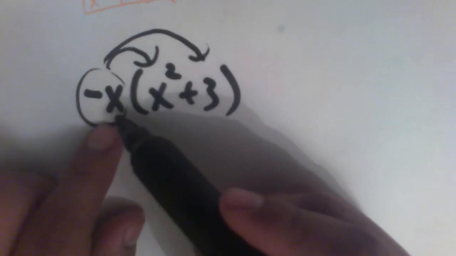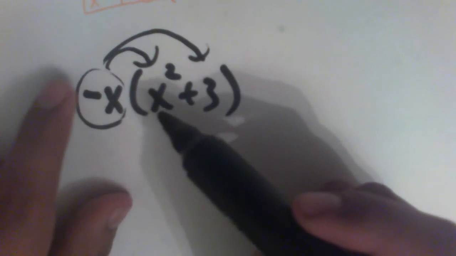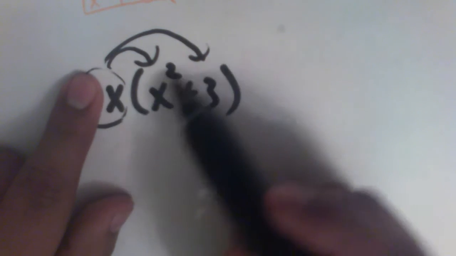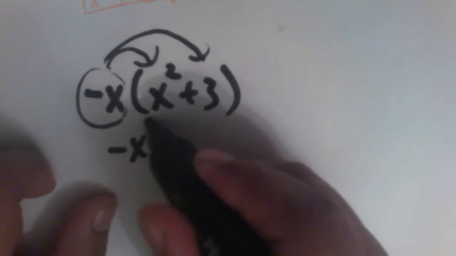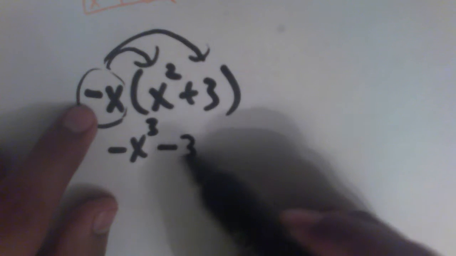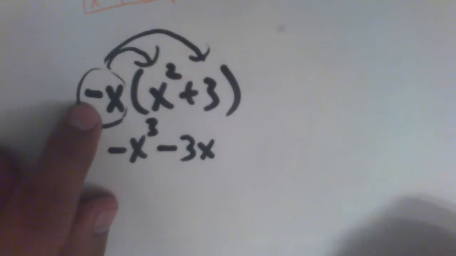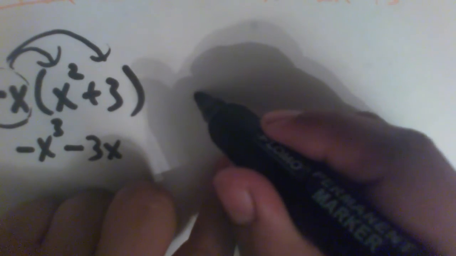What's negative x times x squared? Assume it's just x, so x times x squared is just x cubed. But now we have a negative x, so it's negative x cubed. Now negative x times 3 is going to be minus 3x. Let's do another one with negatives, because I know negatives confuse people so much.